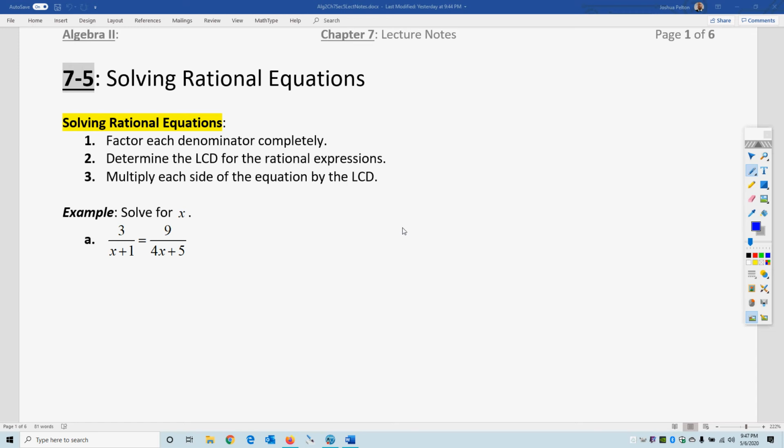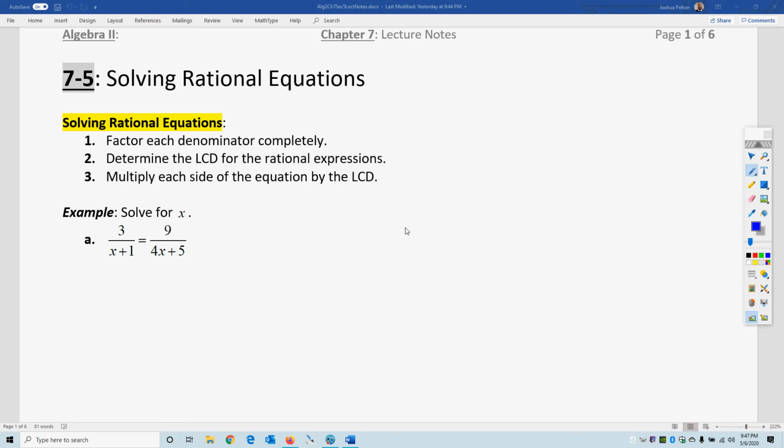This is Professor Pelt, and this is Algebra 2, Chapter 7, Section 5 on solving rational equations. We did adding, subtracting, multiplying, and dividing expressions before. Now we can do the equations. And again, in this section, we'll be using the lowest common denominator. Essentially, we want to get rid of the denominators by using the LCD.